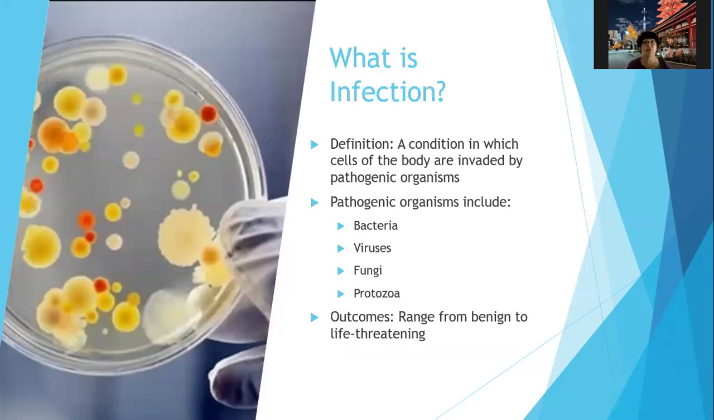So, what is infection? We talked about inflammation. Infection can cause inflammation, but other things can cause inflammation too. So, infection and inflammation might be related, but they're not the same thing. Infection is where cells of the body are invaded by pathogenic organisms. Pathogenic organisms include bacteria, viruses, fungi, protozoa, and other nasty little things that we'll talk about a couple of them. So, outcomes can be relatively benign to life-threatening.